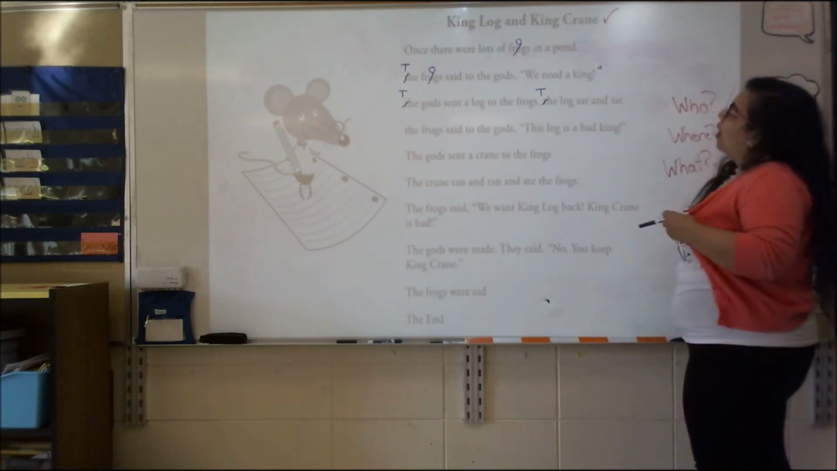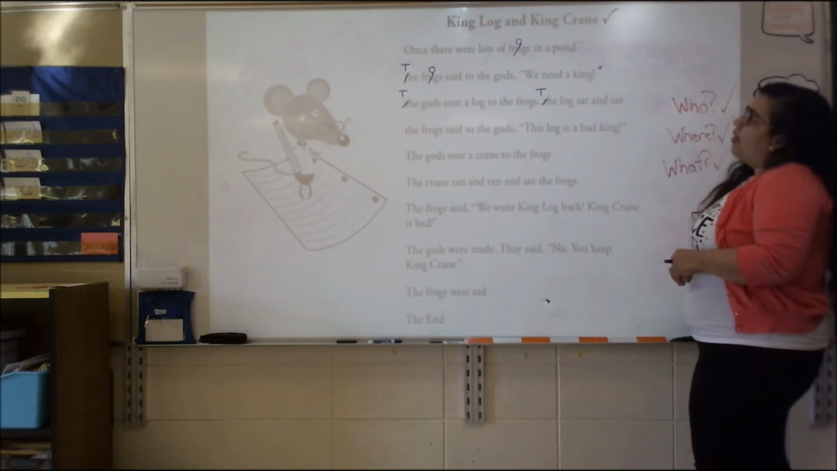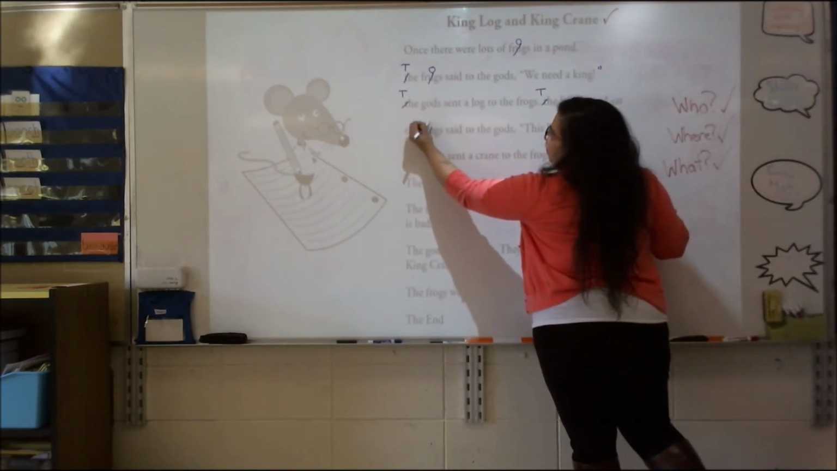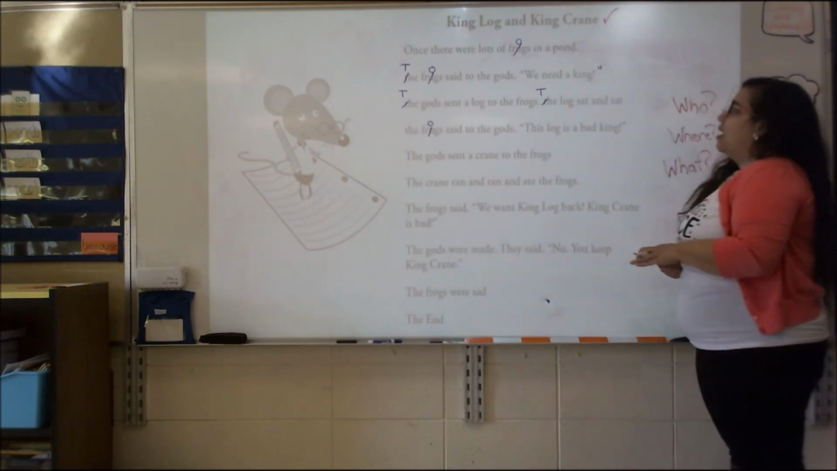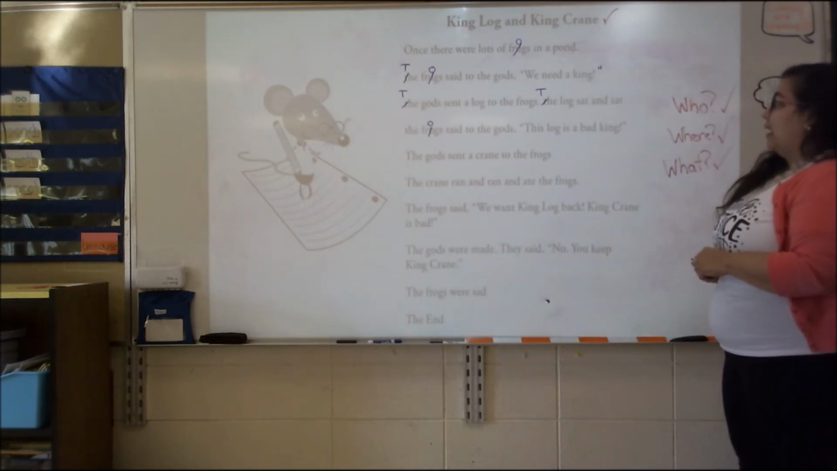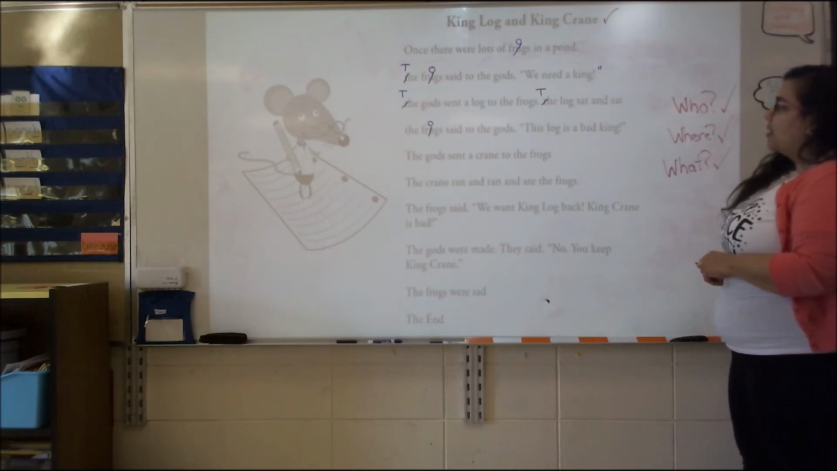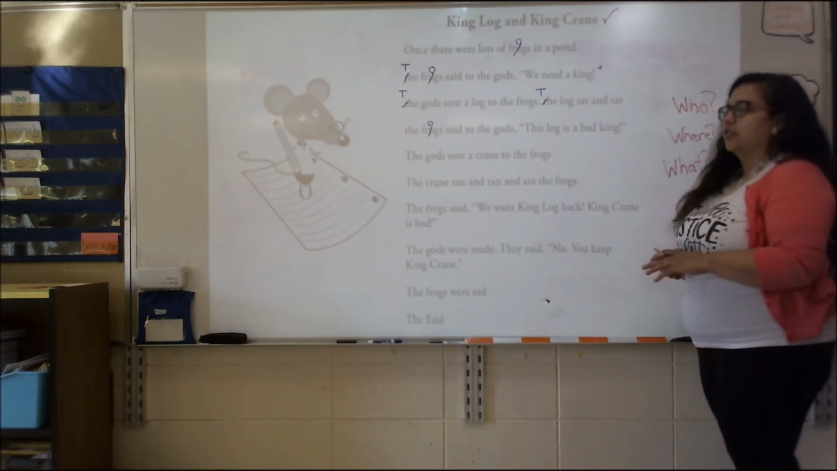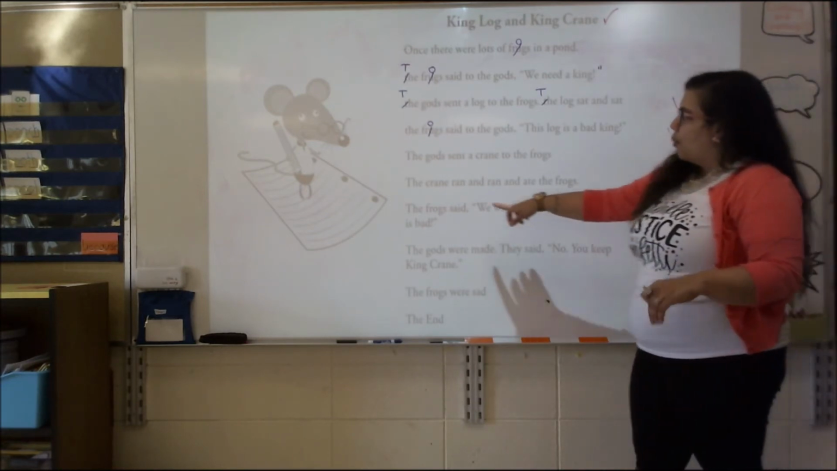All right, the log sat and sat. The frogs, here we get that frogs again. Frogs said to the gods, this log is a bad king. Okay, so far so good. The gods sent a crane to the frogs. The crane went, okay, I heard you. Got it. What is this?